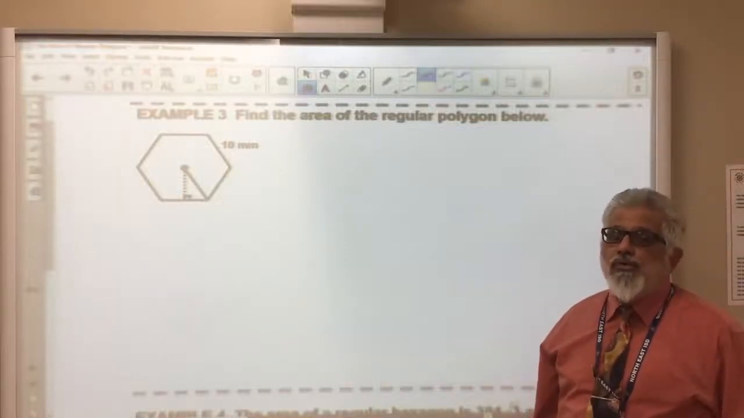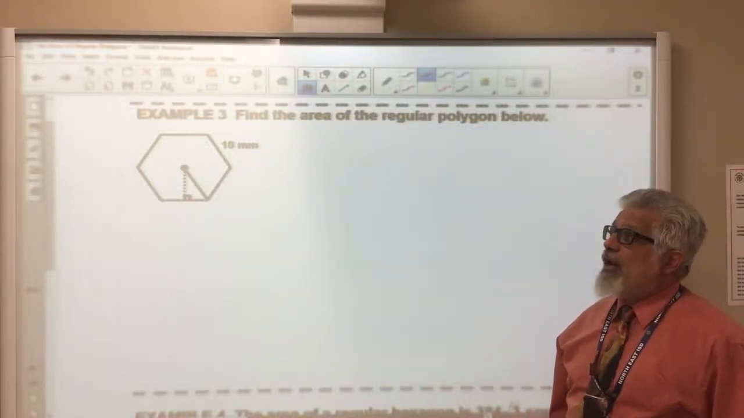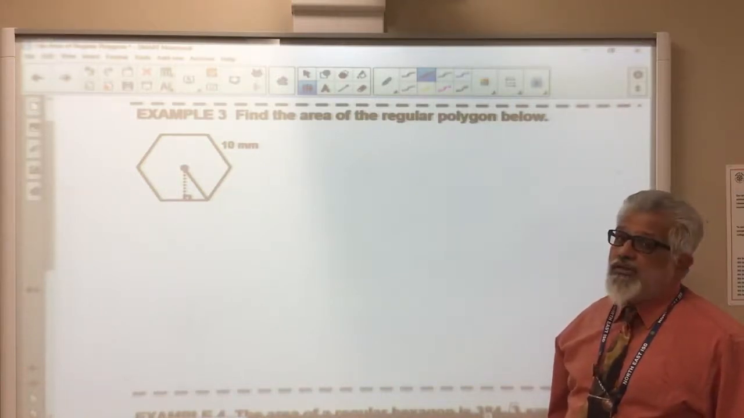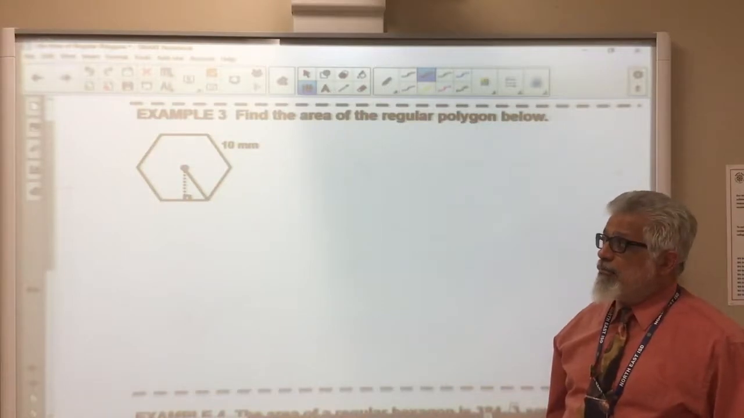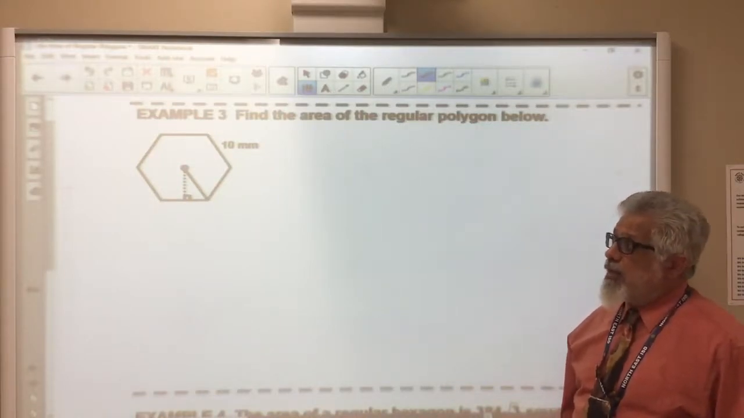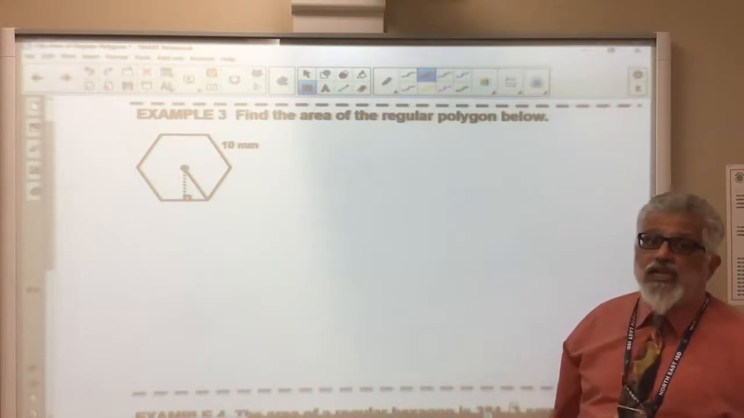In this example, I'm going to find the area of a regular hexagon. On a regular hexagon, what that means is that all 6 sides are the same. It also means that all the interior angles are also the same. What they give us is one side.